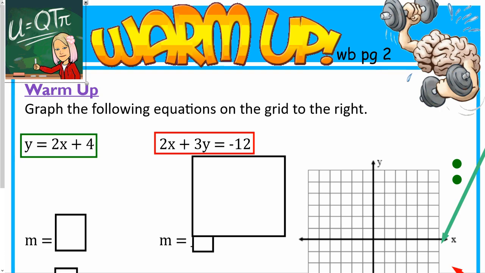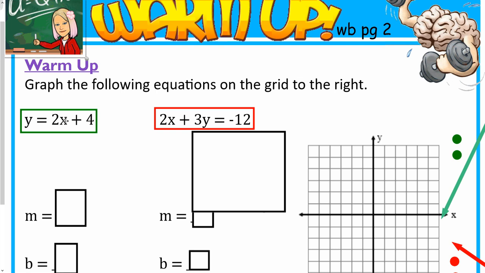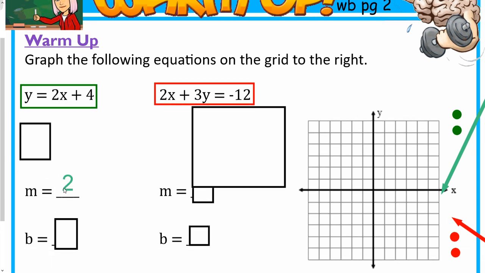All right, so we're going to start with a little bit of warm up, going back to thinking about how you graph a straight line. This one is already in y equals mx plus b form. So the slope in this equation would be the number with the x, which is 2, and the y-intercept is going to be 4.